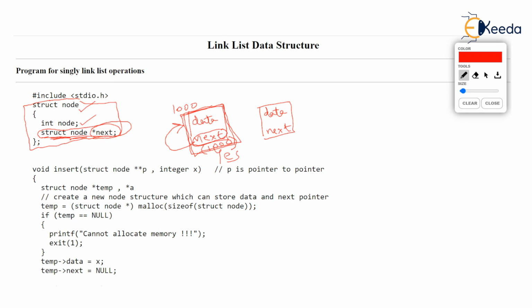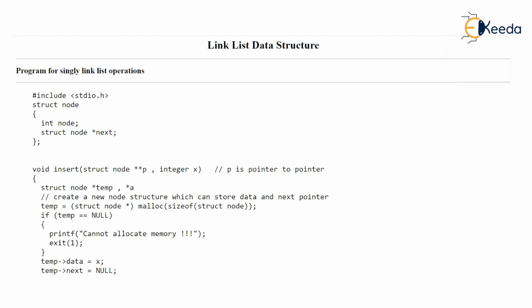Or it can point to any other node, isn't it? It can point to any other node. So this next pointer of the very first node, which is located at address 1000, can point to the second node. If the second node is at address 2000, then the next pointer is going to store 2000. So that is the structure declaration. Every node stores integer data and has a pointer to the next node.